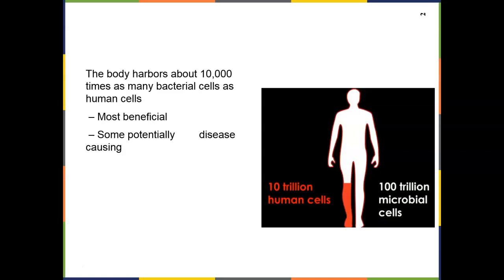But even though we have all of those cells that make up our body, we have more bacterial cells. In general, for every single human cell we have about 10,000 bacterial cells associated with our body. And these cells are actually very beneficial in general. But sometimes, just like anything, these bacterial cells can cause disease.